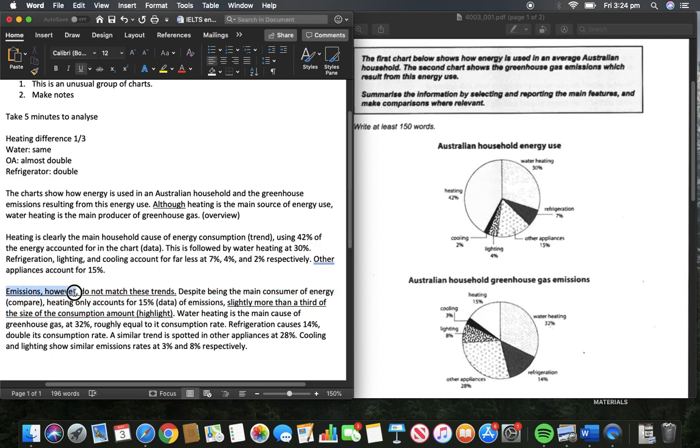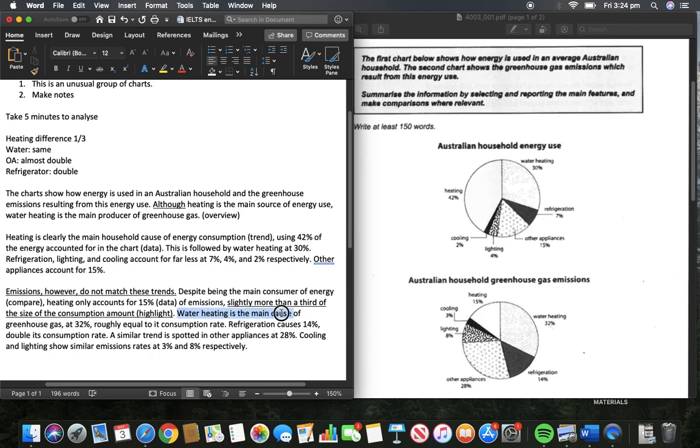If I said emissions do not match these trends, and then I said water is the same as in, it's the same in both, that doesn't really make sense. But because I've said emissions don't match the trend, and then I've given the example of not matching, the sentence flows nicely from the previous one. By the way, beautiful little structure: comma, however, comma. You know, a lot of people like to do the however first. This is another way to do it.